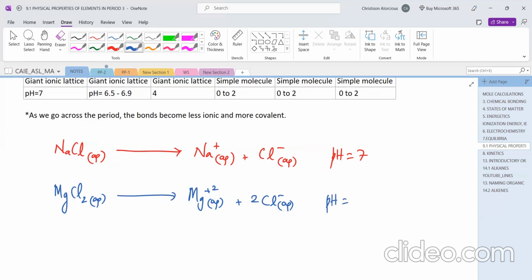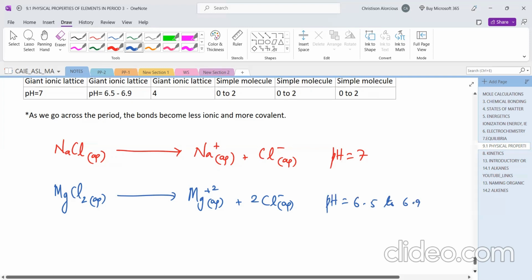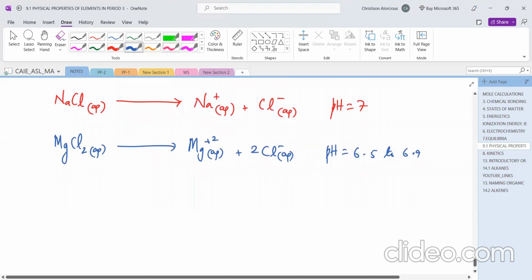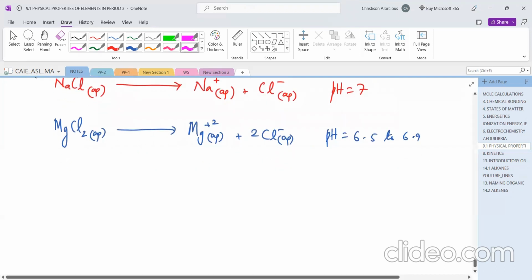But the pH is in the 6.5 to 6.9 range, showing that it is weakly acidic, and hence there is something extra that happens. And that is because the magnesium ion has a +2 charge and is very tiny, and the difference between the electronegativities of magnesium and chlorine is slightly less than that between sodium and chlorine, so you find that this compound is not 100% ionic.